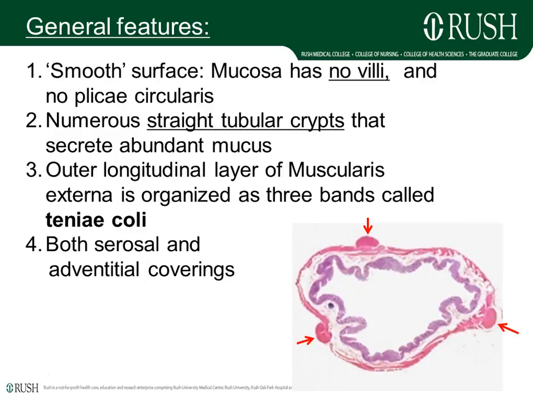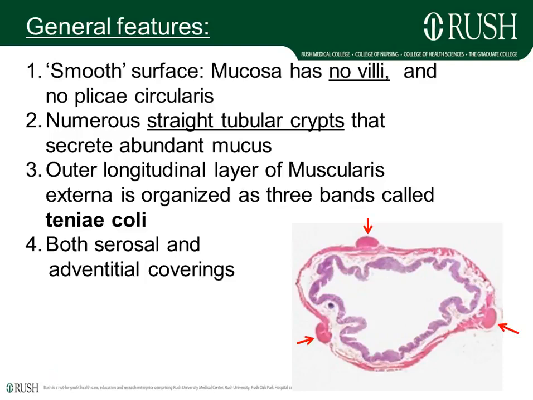So what are the features of this region? In general, they call it a smooth surface. Now, that just means that there are no villi. So the mucosa has no villi and no plicae circularis. However, it does have crypts. So like the small intestine, there are crypts of Lieberkühn. However, here they are mostly mucus-secreting cells intermixed with absorptive cells that are really just resorbing fluid and electrolytes.